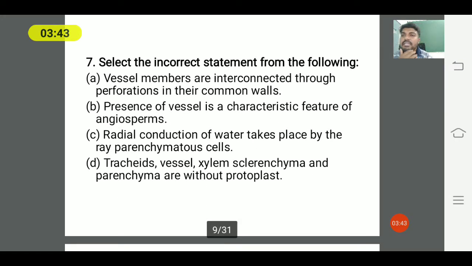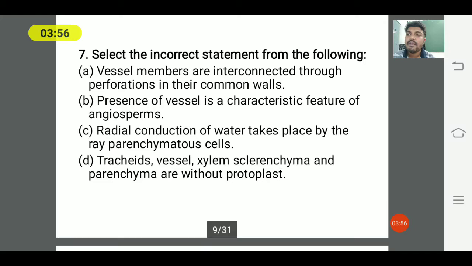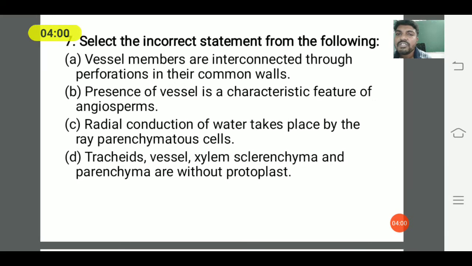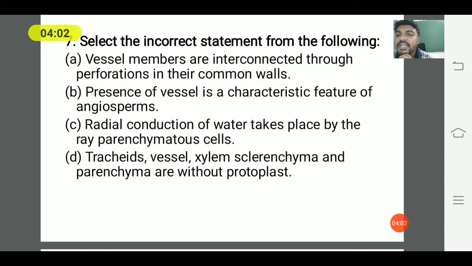Seventh question, select the incorrect statement from the following. Option A, vessel members are interconnected through perforations in their common walls. Option B, presence of vessels is a characteristic feature of angiosperms. Option C, radial conduction of water takes place by the ray parenchymatous cells. Option D, tracheids and vessels, xylem sclerenchyma and parenchyma are without protoplast.